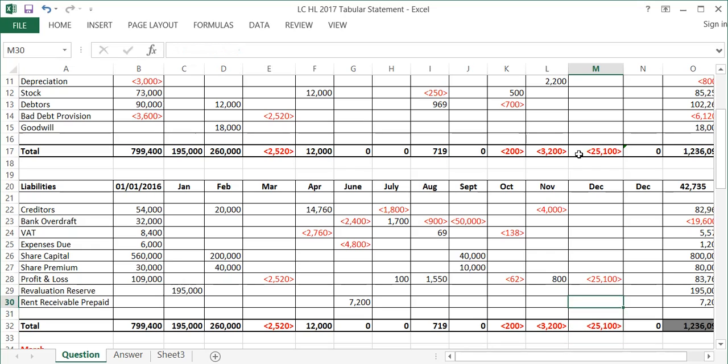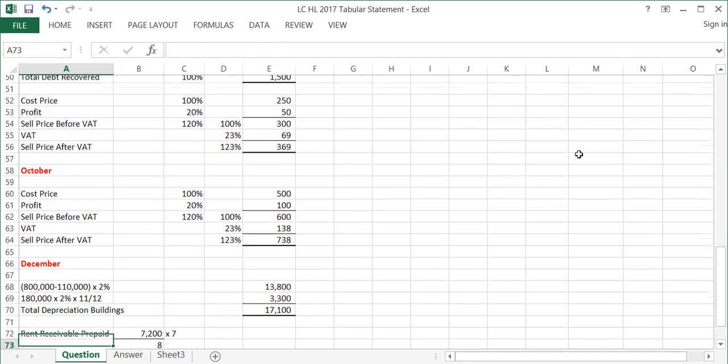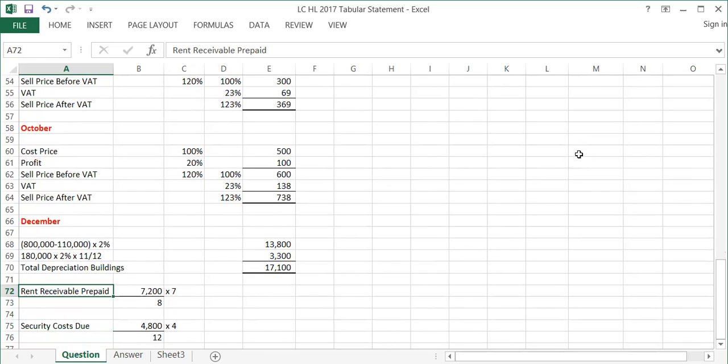The last thing we have to do now in December is go back to June and tidy up the due and prepaid parts of that month. So again, we're going to need a couple of little workings for this. The first thing is the rent receivable prepaid. The full amount we got was 7,200. That was 8 months, and it was in advance from the 1st of June. So how many of those months were for this year, from June to December, which would be 7 months.